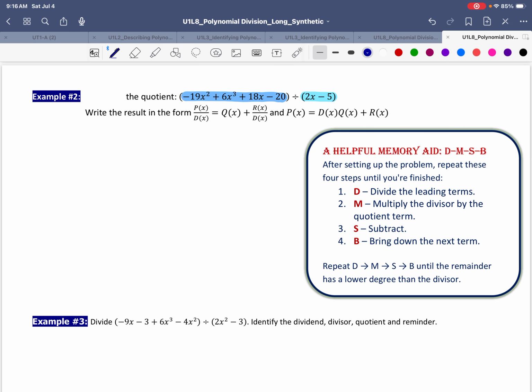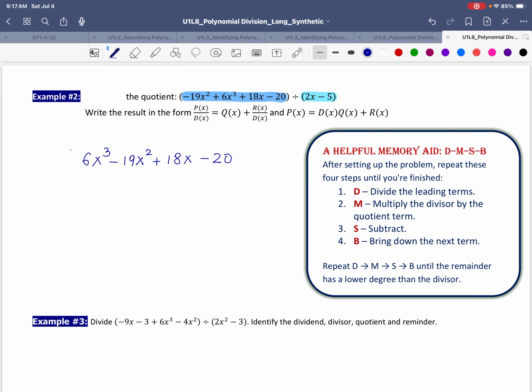When you set up the division, it's very important that we list the terms from highest to lowest degree. The highest degree term is 6x cubed, so we'll start with 6x cubed. Next, we have the second degree term, which is negative 19x squared. Remember, the signs in front of a term belong to the term and travel with the term everywhere in the expression. And then we have the first degree term of 18x. And lastly, we have the constant term of negative 20.